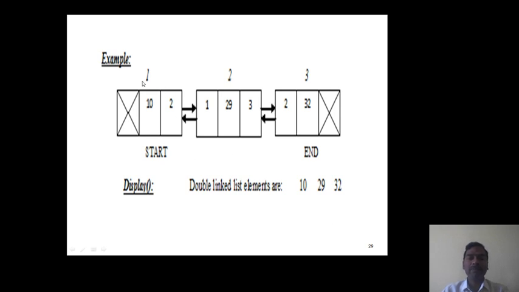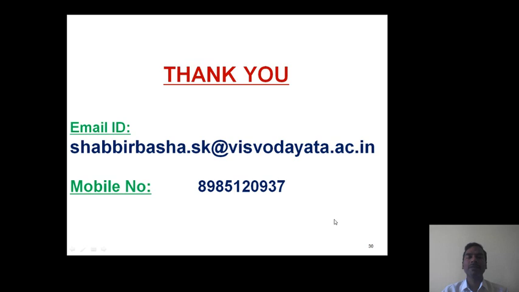Now observe this example. Assume we are traversing in the forward direction. In the forward direction, the elements are 10, 29, 32. When we are printing in the backward direction, the elements become 32, 29 and 10. In such a way, we can traverse a double linked list in the forward direction as well as in the backward direction. Thank you one and all.